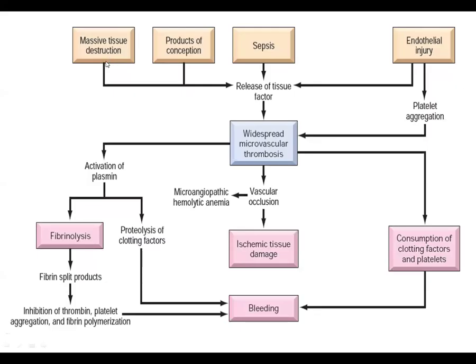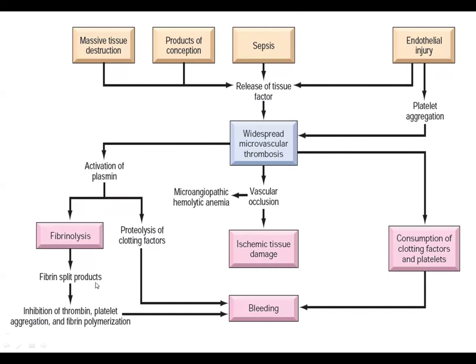Again, similar things: massive tissue destruction, products of conception, and endothelial injury. These all are the causes of DIC. So that releases tissue factors that lead to widespread microvascular thrombi. If there is an endothelial injury, there is platelet aggregation that leads to thrombus formation. When there is a thrombus formation, it leads to activation of plasmin that leads to fibrinolysis, and the fibrin split products will be formed. So inhibition of thrombin, platelet aggregation and fibrin polymerization.